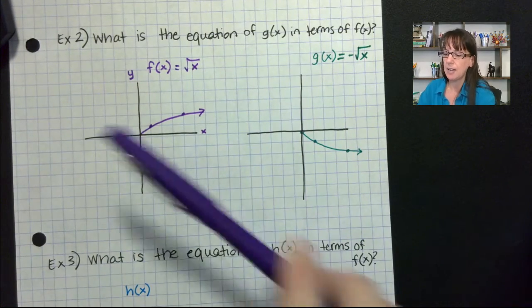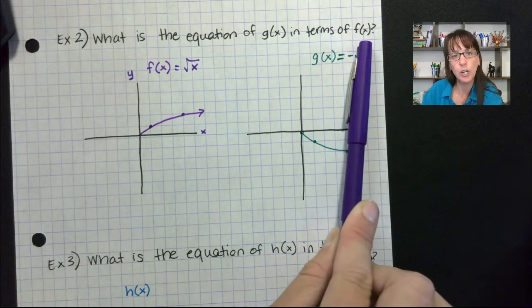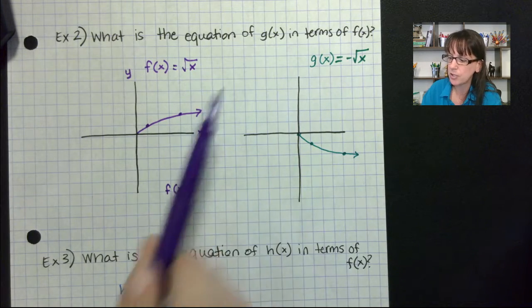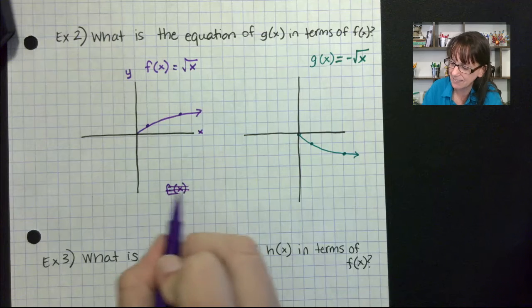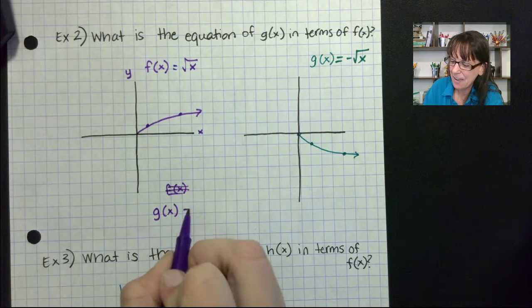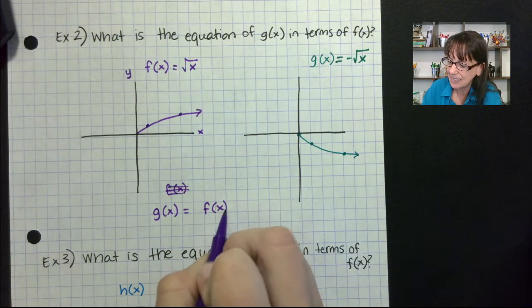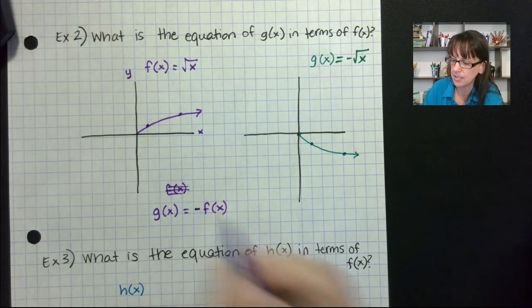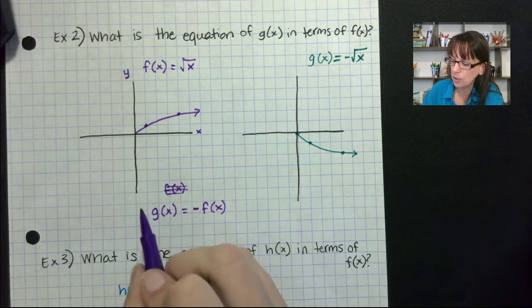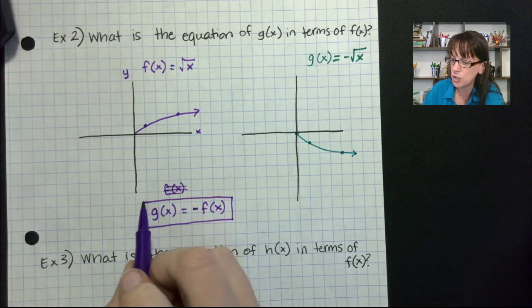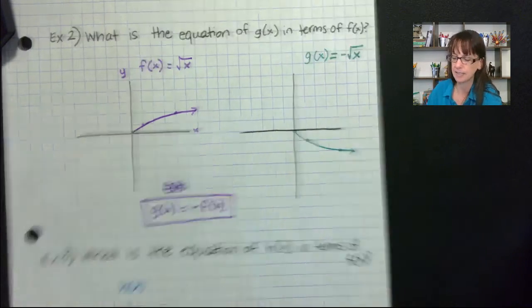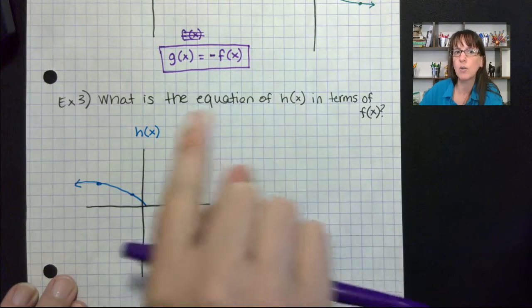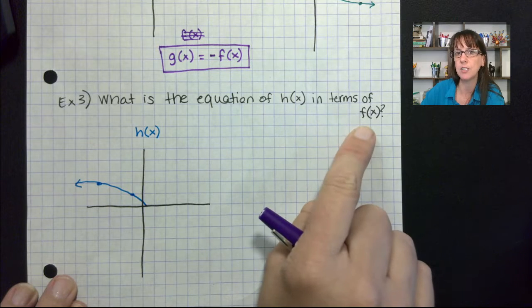Now, what is the equation of g of x in terms of f of x? Well, g of x is f of x, except that we're multiplying the whole function by -1, right? So it looks like this. So that would be your answer. What is g of x in terms of f of x? Let's try that again, but this time we'll use this one. Again, what is the equation of h of x in terms of f of x?